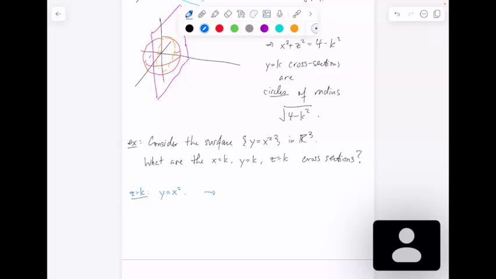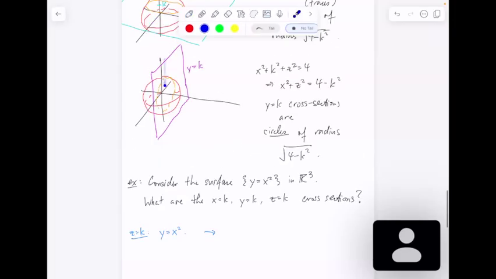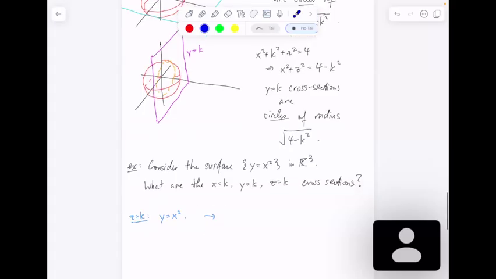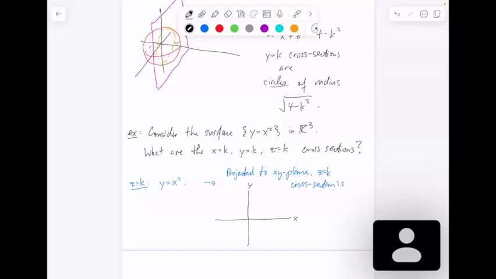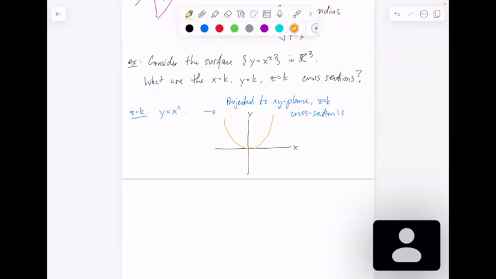So this means that when I project downwards on the xy plane, the shadow of this shape is always going to be a parabola. Projected to the xy plane, the z equals k cross section is always going to be this parabola. Well, it's a standard one. Looks like this, right?